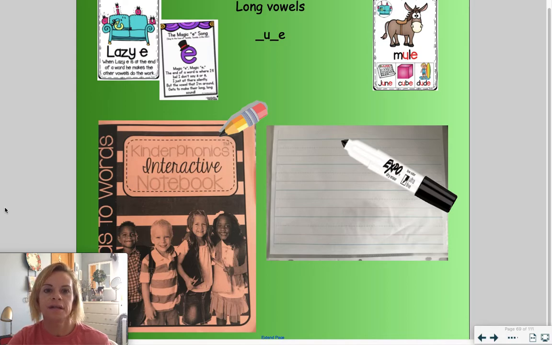Hi, kindergartners. Today we're going to continue to work on long vowel sounds with lazy or magic E, and our focus vowel today will be with the letter U, saying U instead of a. The tools that you're going to need today are your Sounds to Words notebook and a pencil, as well as your dry erase board and marker.